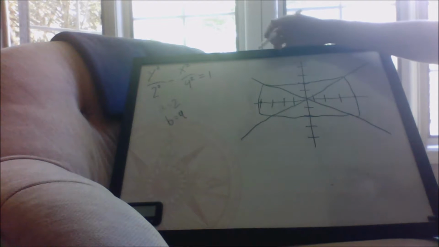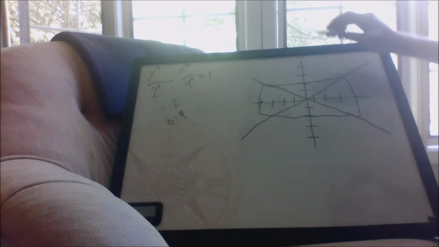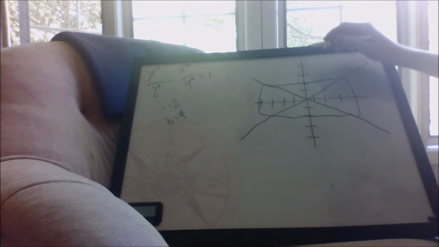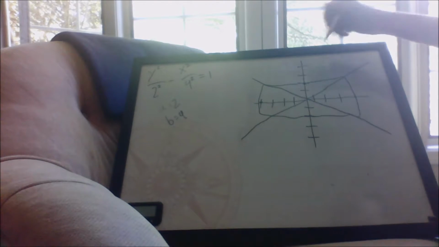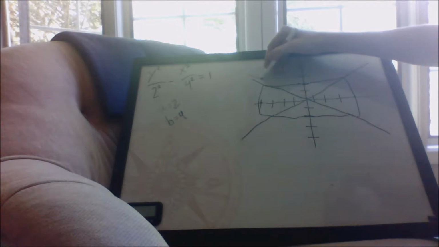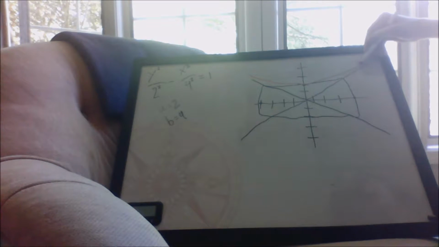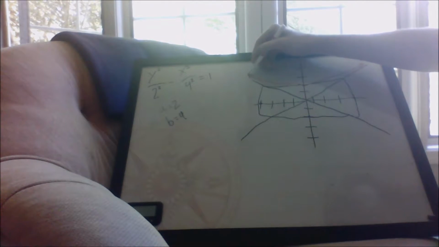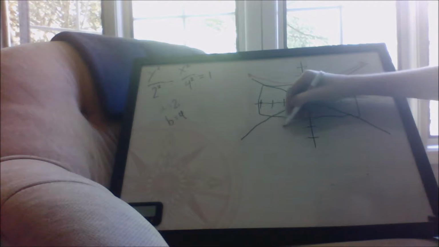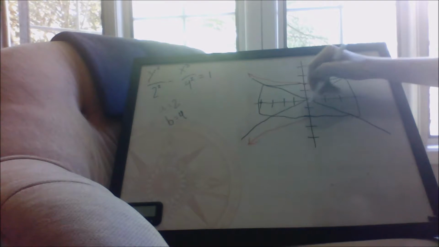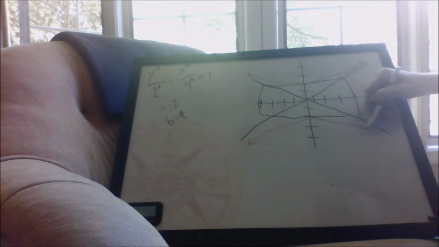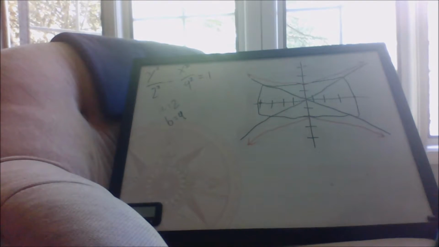Now that you have the rectangle and the asymptotes, you can draw the hyperbola. Since it's a vertical transverse axis, it will be on the top and bottom of the rectangle. It will touch the midpoints of the rectangle and curve near the asymptotes. Add on the arrows and do it for the bottom as well, of course. And that's how you draw the hyperbola using asymptotes.